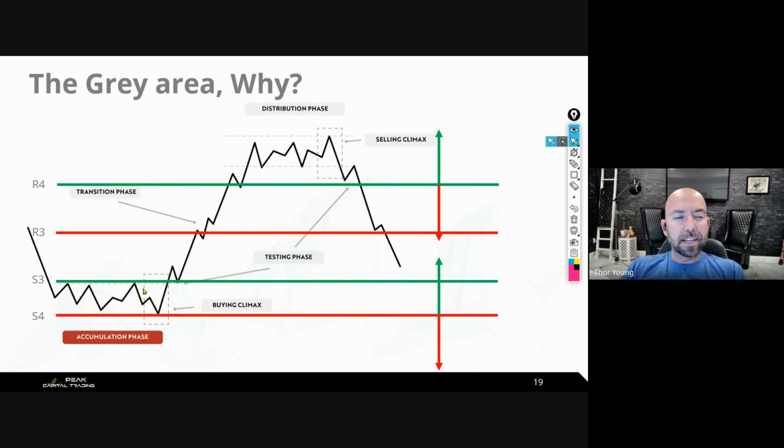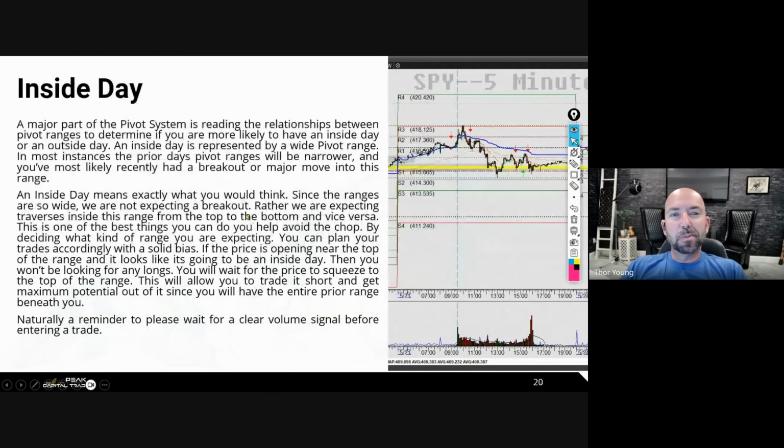So by doing this, we can now delineate. This is where I want to buy. This is where I want to sell. If it goes up here, I want to buy again. And this really helps you out.